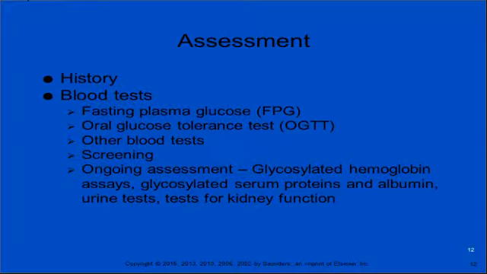Urine glucose testing is not accurate, and they don't use it for management. The glycosylated hemoglobin assay is basically the hemoglobin A1C, which checks your blood glucose levels over 3 months.